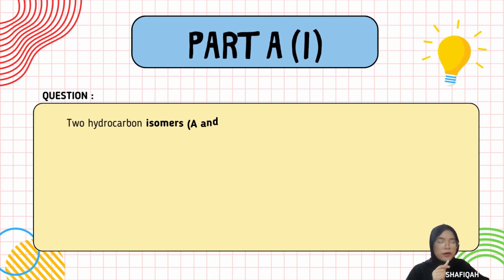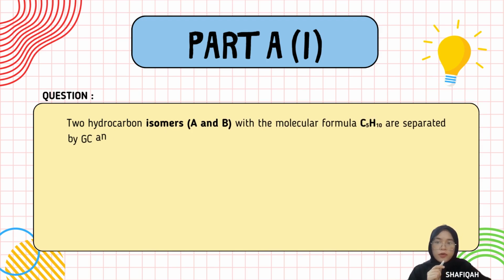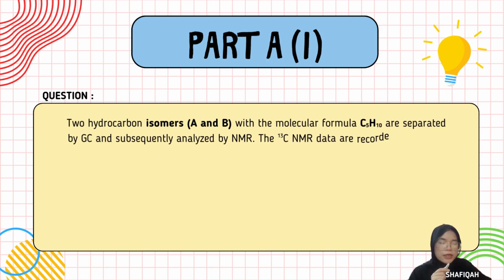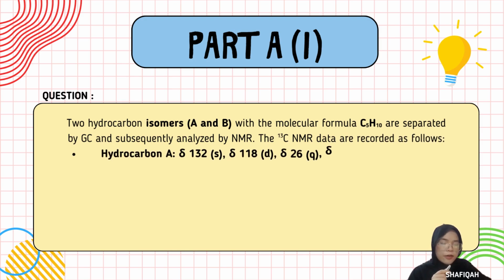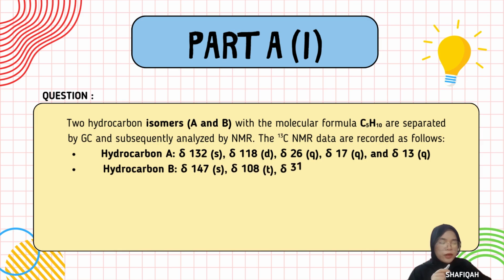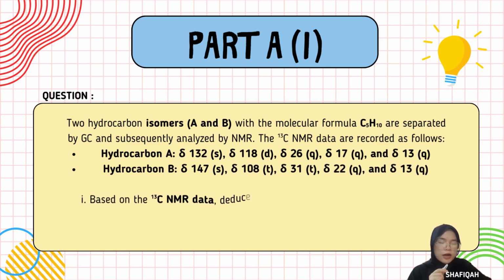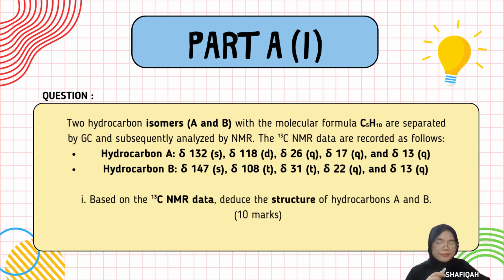For Part A, two hydrocarbon isomers A and B with the molecular formula C5H10 are separated by GC and subsequently analyzed by NMR. The carbon-13 NMR data are recorded as follows. And for the first question, based on the carbon-13 NMR data, deduce the structure of hydrocarbon A and B.